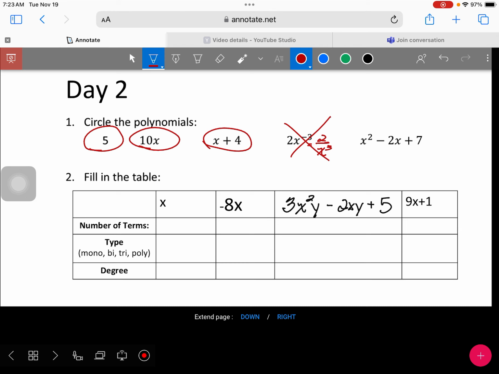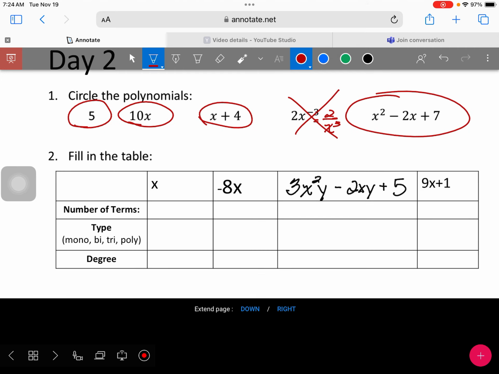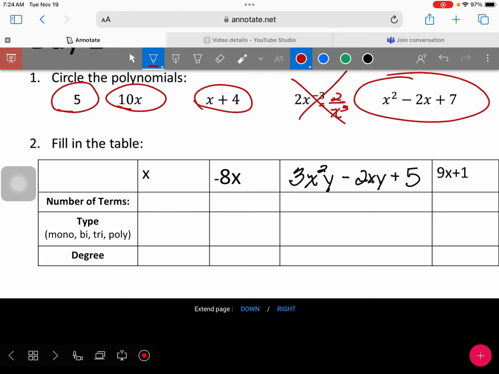And how about x squared minus 2x plus 7? What do you think, Eduardo? Is that a polynomial? The third one or the last one? Are we dividing by a variable anywhere? No, so it is. Okay? Only when you have a variable to a negative power or when you are dividing by a variable is it not a polynomial. Okay? All right, so let's take a look at number 2, filling in the table.